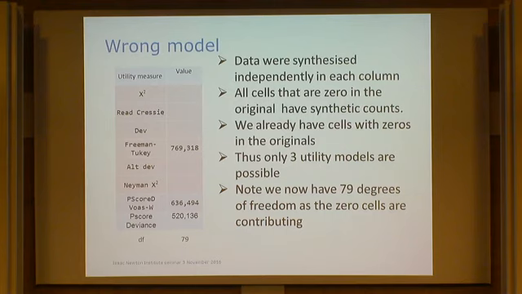We now have 79 degrees of freedom because for these other measures, we've always got a 0 and a something, or a something and a 0. So we've actually got more degrees of freedom because these 0 and something cells have contributed.